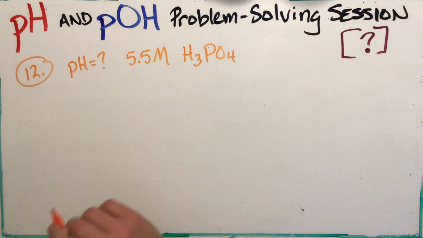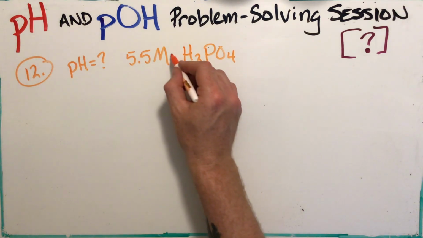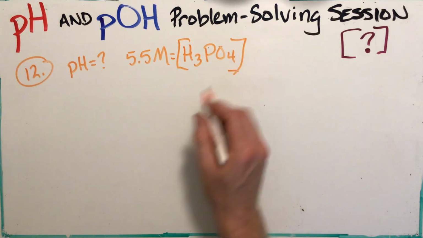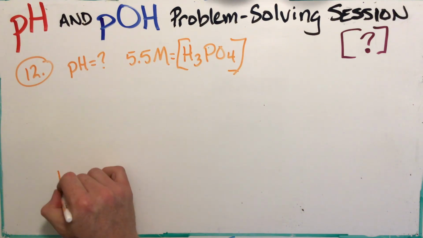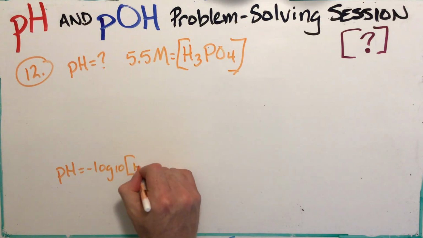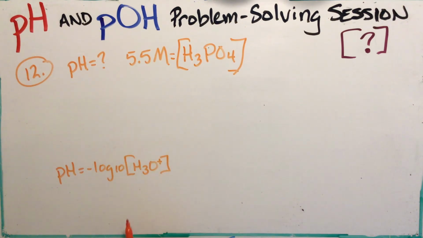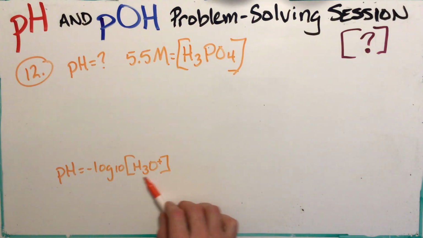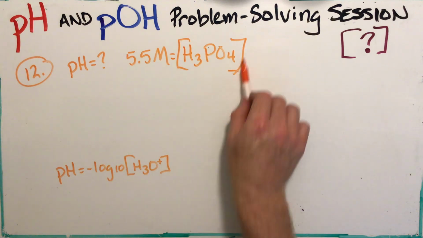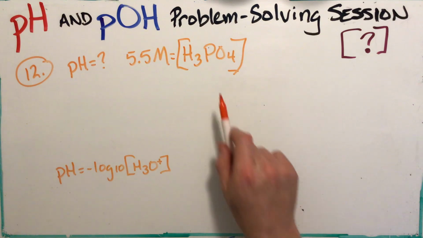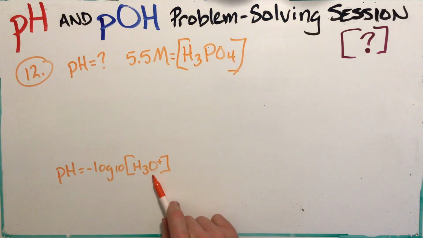All right, so what am I going to do? Well, I know that this is the concentration of this. Again, what do you have the concentration of? pH, right? If we look at it, pH is equal to negative log 10 of the hydronium or hydrogen ion concentration. I don't have this, right? They didn't give me the 5.5 molar for the hydronium. So what I got to do is convert this into this, right? We got to do that extra step.